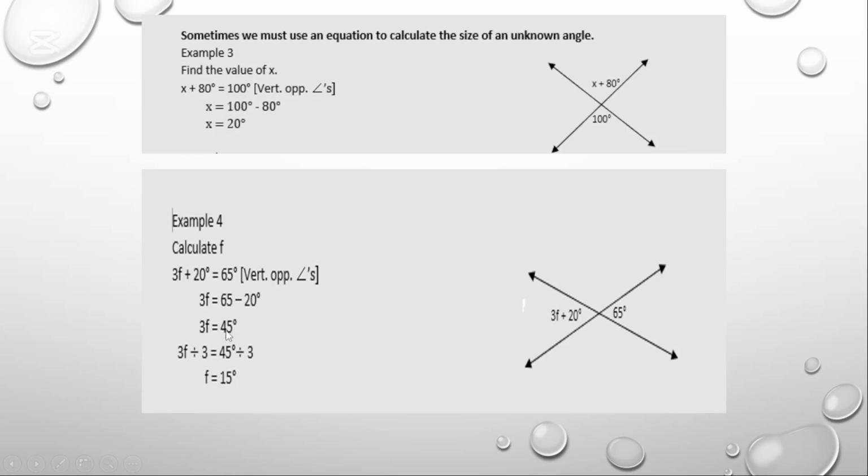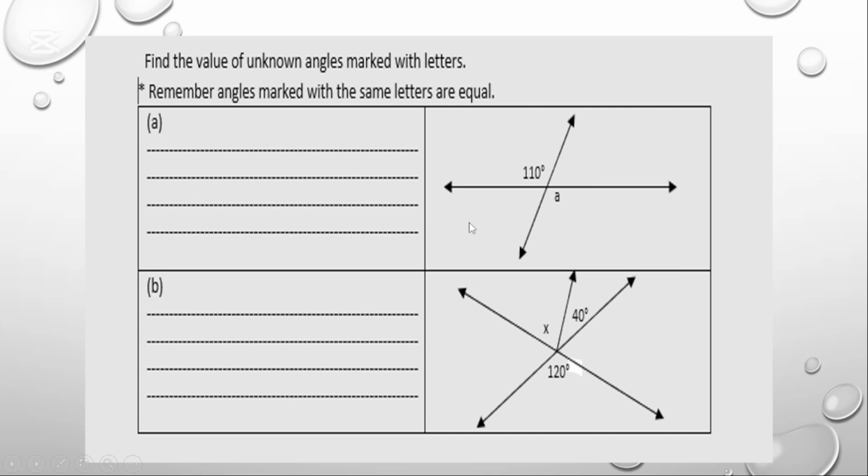3 times what is 45? 3 times 15, and we can divide this side by 3, that side by 3, and f is equal to 15 degrees. Right? 3f is 45 plus 20, and that gives us 65. So if I test the answer, then this side is 65 and that side is 65.